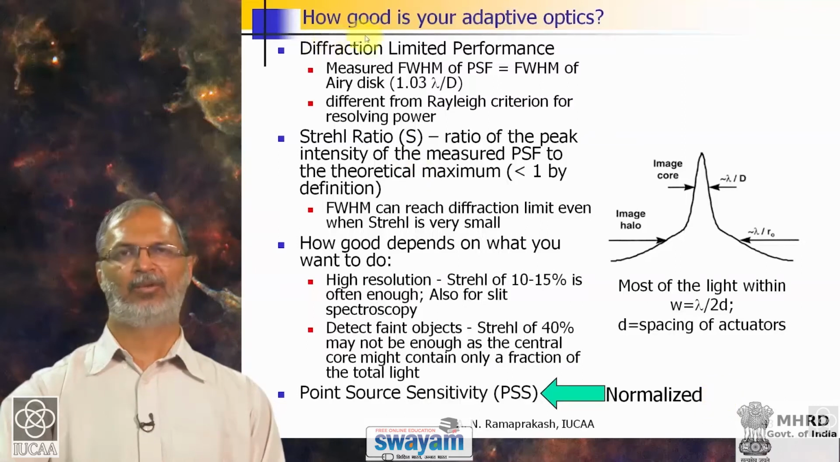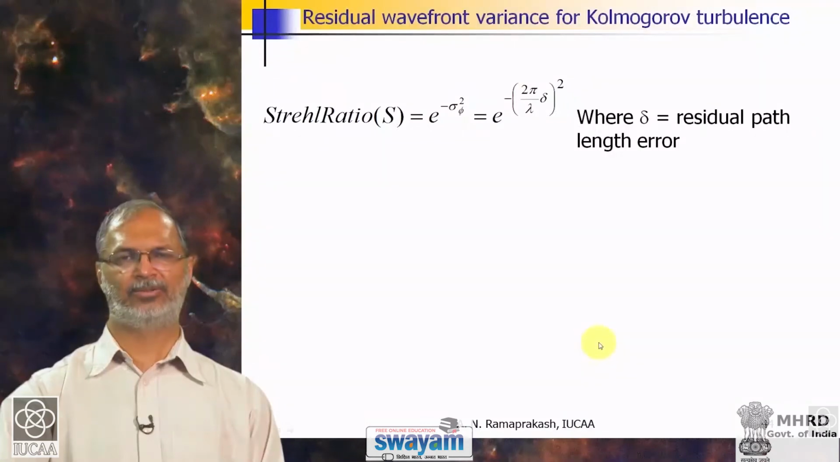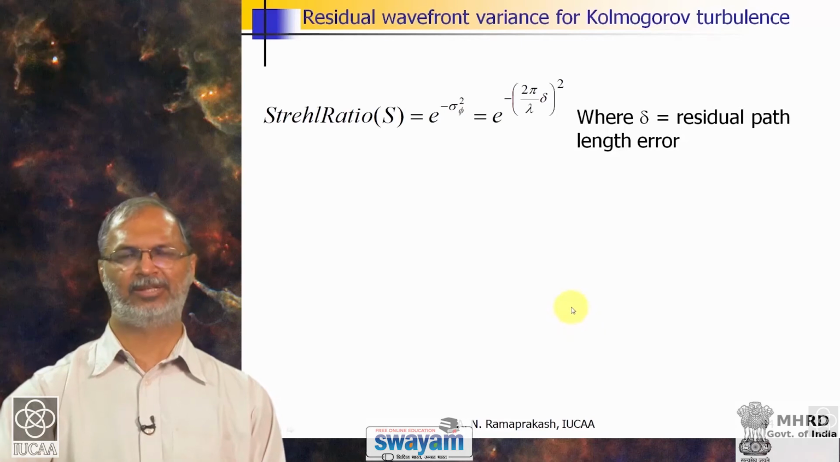So, there are three measures. One is how tightly the light is brought together into a central focus as close to the diffraction limit as possible, second, how much of the light is collected in that central spot, and overall, finally, what is the point source sensitivity delivered by the system as related to the ideal system, which is diffraction limited and is above the atmosphere.